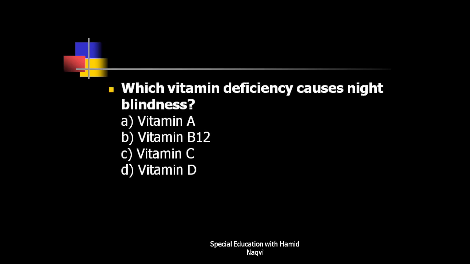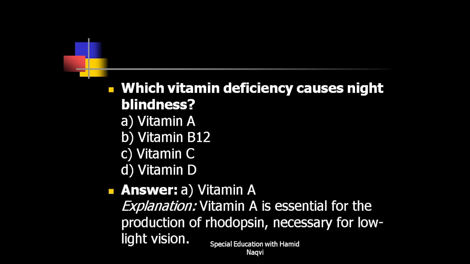Which vitamin deficiency causes night blindness? Vitamin A, vitamin B12, vitamin C, or vitamin D? Answer is vitamin A. Vitamin A is essential for the production of rhodopsin, necessary for low light vision.